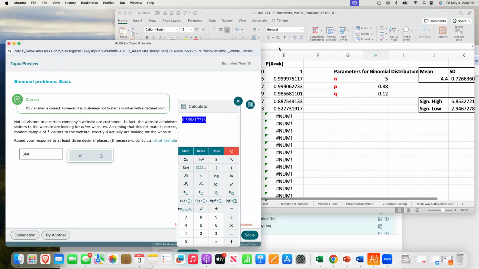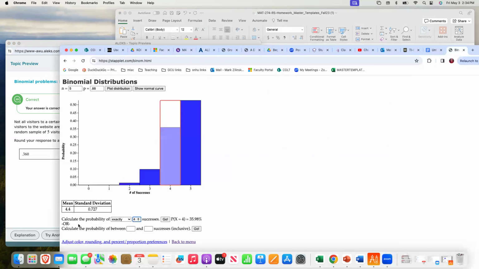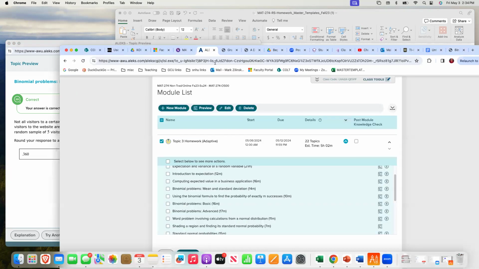and the same would be true in Staplet. Okay, so all you have to do is type in N and P, and you're going to get it. Okay, here it is in Staplet. Like I said, you just look in this little box over here. Okay, so pretty easily for the mean and standard deviation. So I'm not going to do one of those, but I will come back and let's do one that would be what they consider advanced.